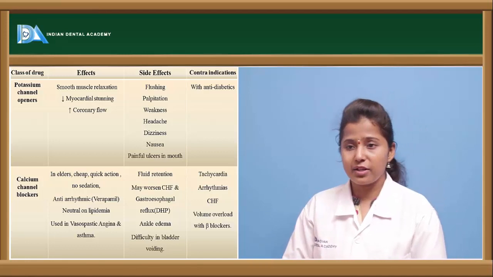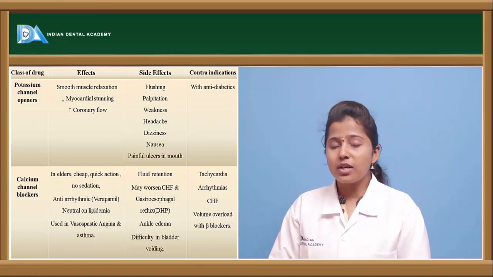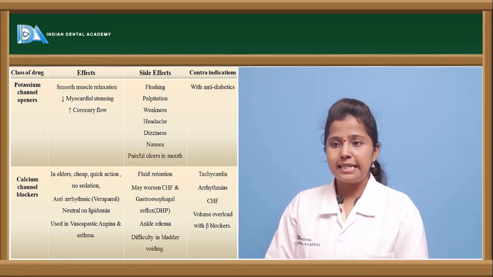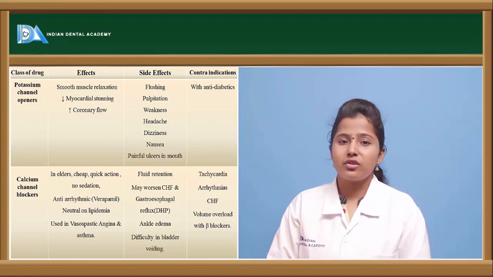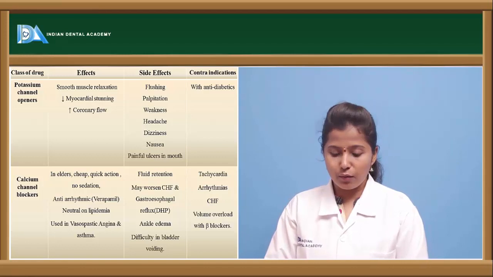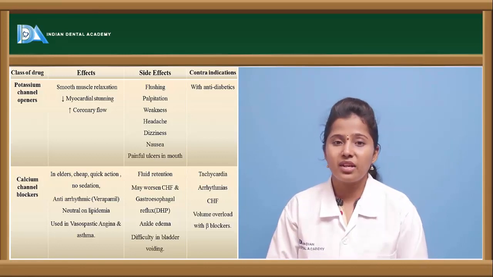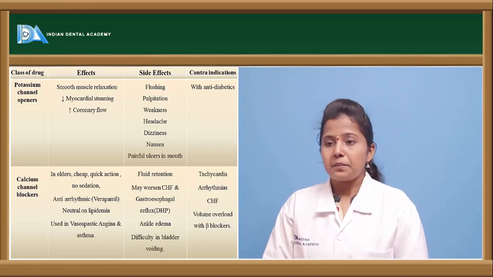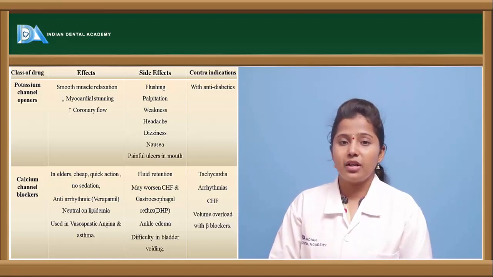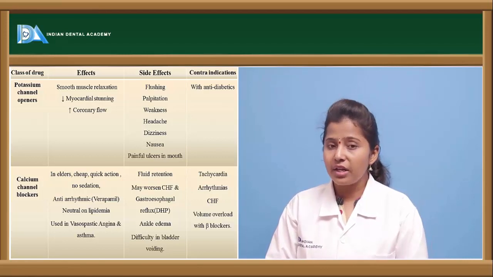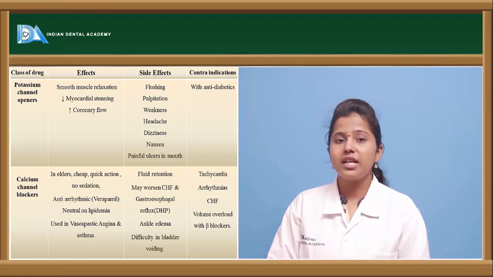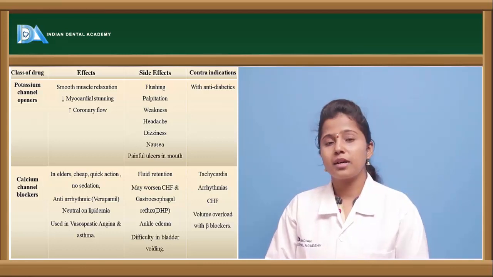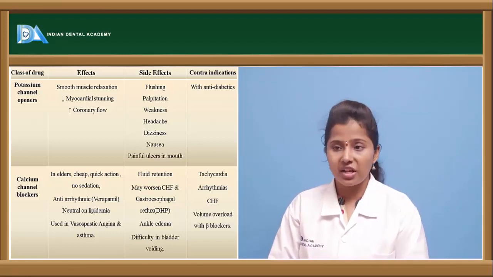Let us see the side effects of these drugs. When calcium channel blockers are taken in overdose, what are the side effects that are seen? First one is fluid retention. When fluid gets retained, there will be increased blood pressure in the body and it may worsen congestive heart failure. If a person suffering from congestive heart failure takes calcium channel blockers, the condition may be potentiated.